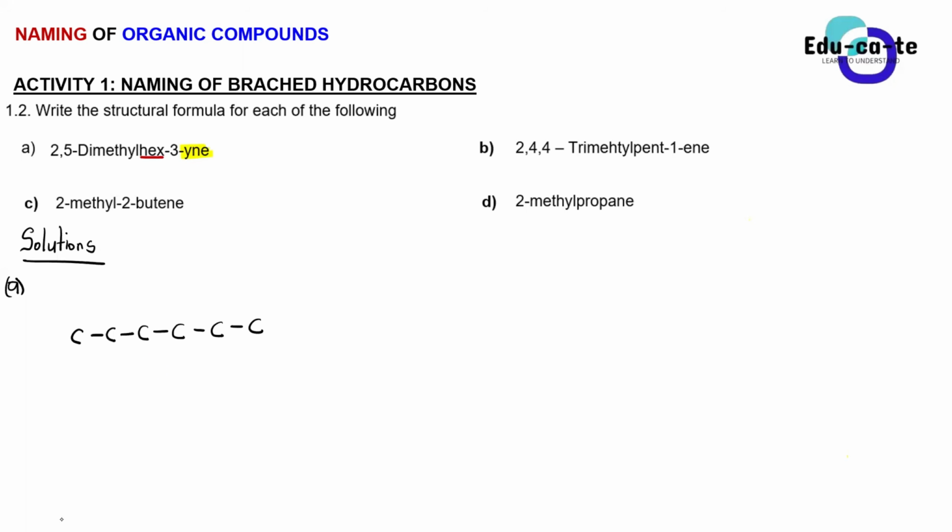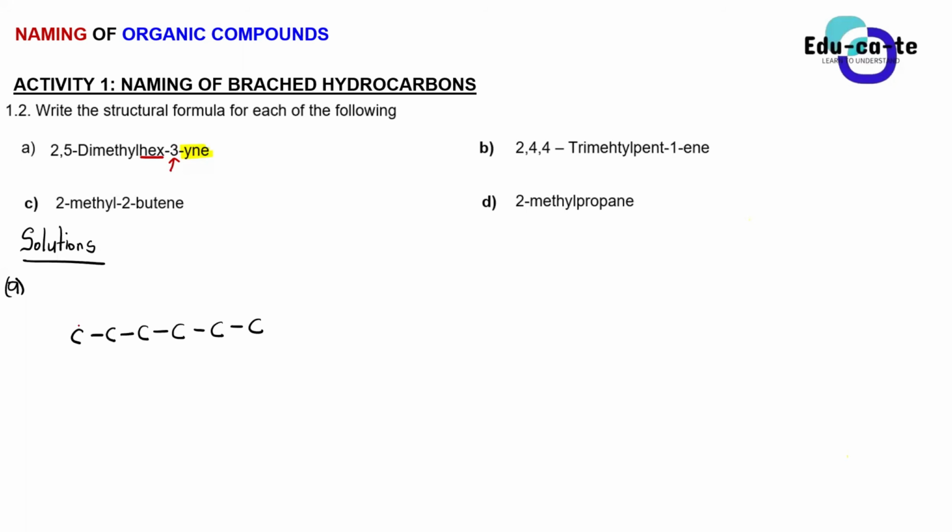And here, this 3, what does it tell you, guys? When we were naming, what did you say the 3 tells you in hex-3-yne? Yes, Olive? It shows you where the functional group is. In this case it's a triple bond, not a double bond. So this 3 is telling us that for alkynes we must plot a triple bond between at least 2 carbons. So at carbon 3, we must have a triple bond.